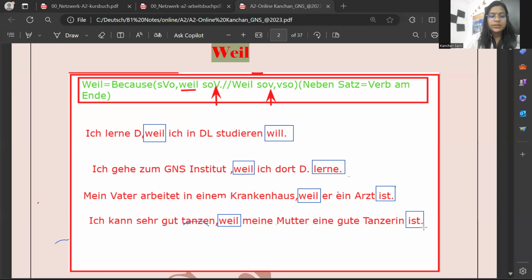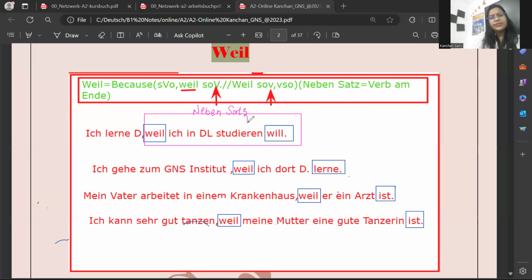Now one more thing we want to learn. Whenever we have a connector in the sentence and the verb at last position, then such a sentence structure will be known as Nebensatz. When the connector is there and the verb at last position, we will call it Nebensatz.